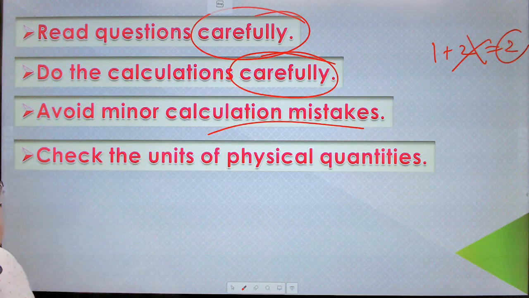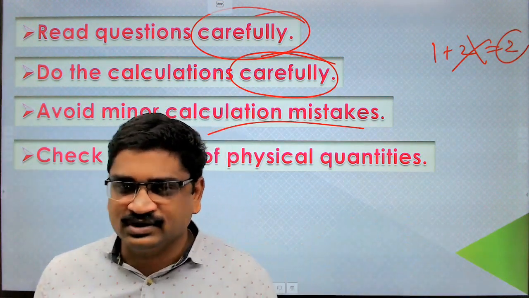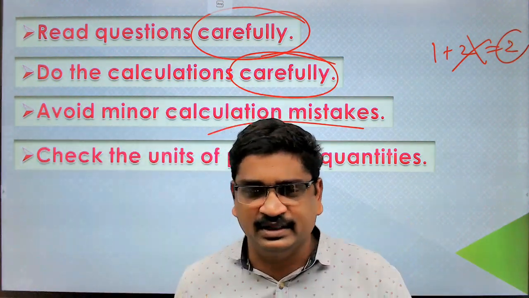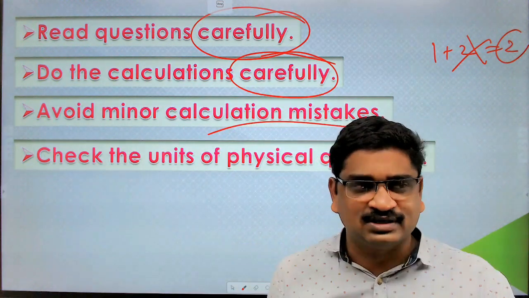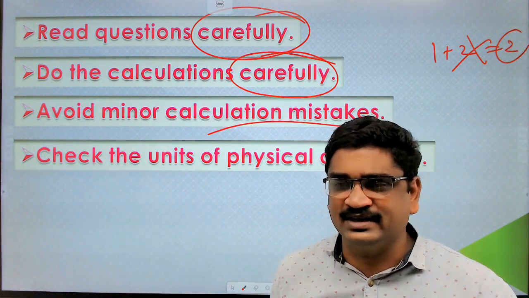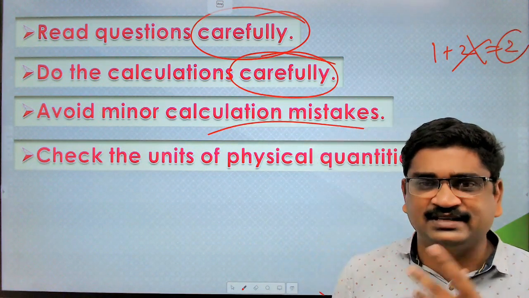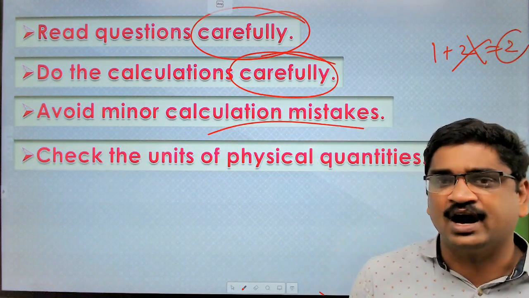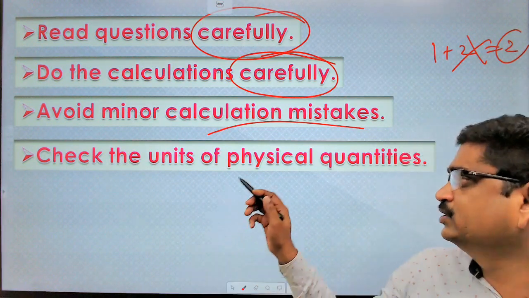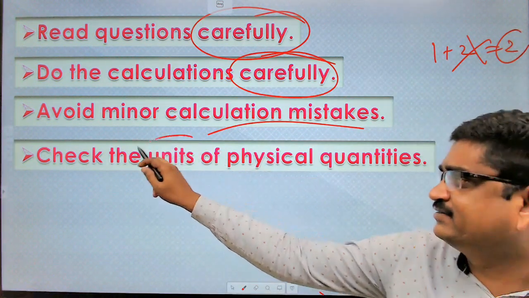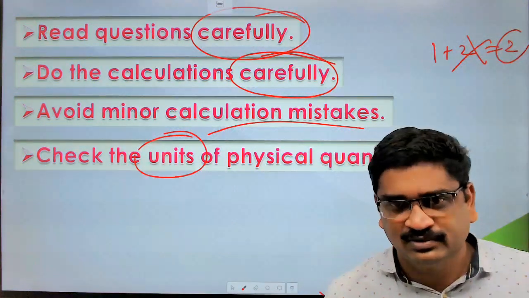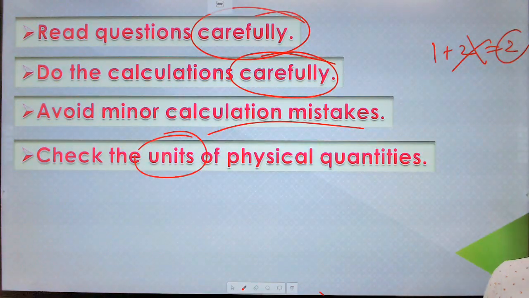Next, check the units of a physical quantity. Sometimes physical quantity units may be given in CGS units, and some physical quantities are in SI units. So try to do the calculation with a single unit system, either SI units or CGS units. You have to do it like that. Try to concentrate on units of a physical quantity also. These are the major points you have to remember while answering the questions.